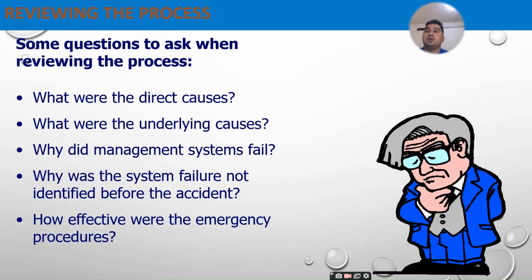Now, reviewing the process. What were the direct causes? What were the underlying causes? Why did the management system fail? Why was the system failure not identified before the accident? How effective were the emergency procedures? So all these things you have to analyze, and you have to review your process because all these things may be included in the process.